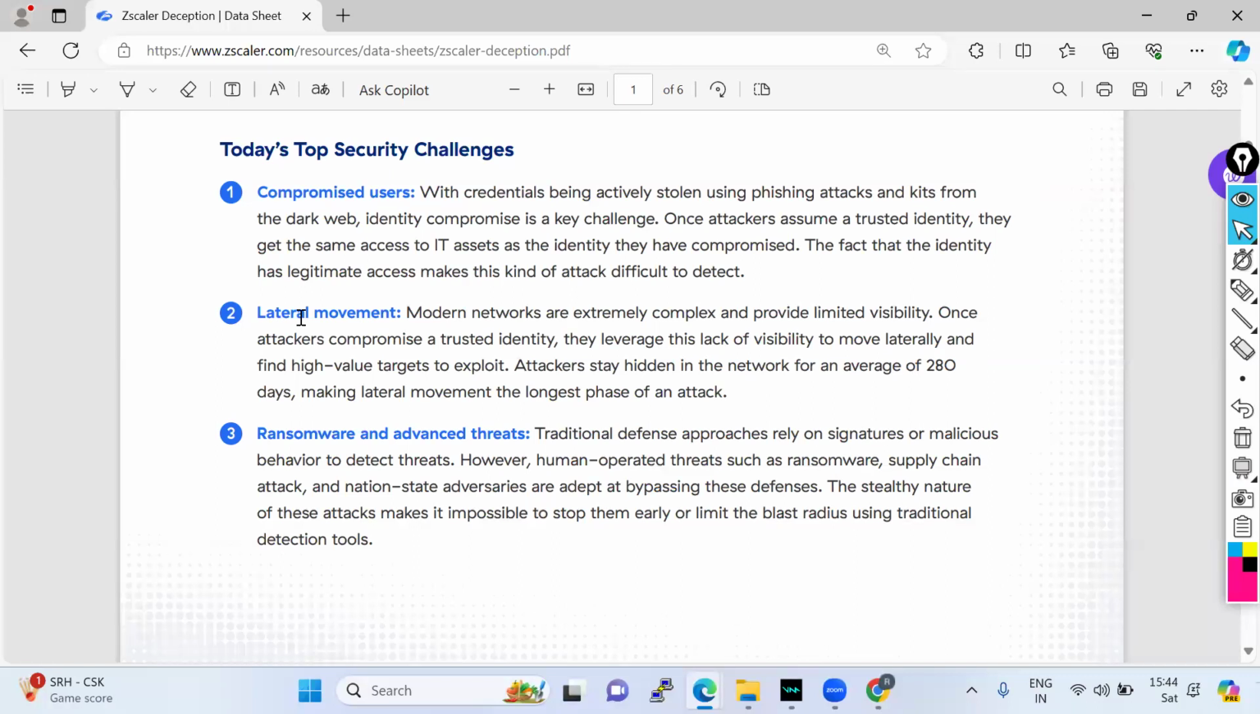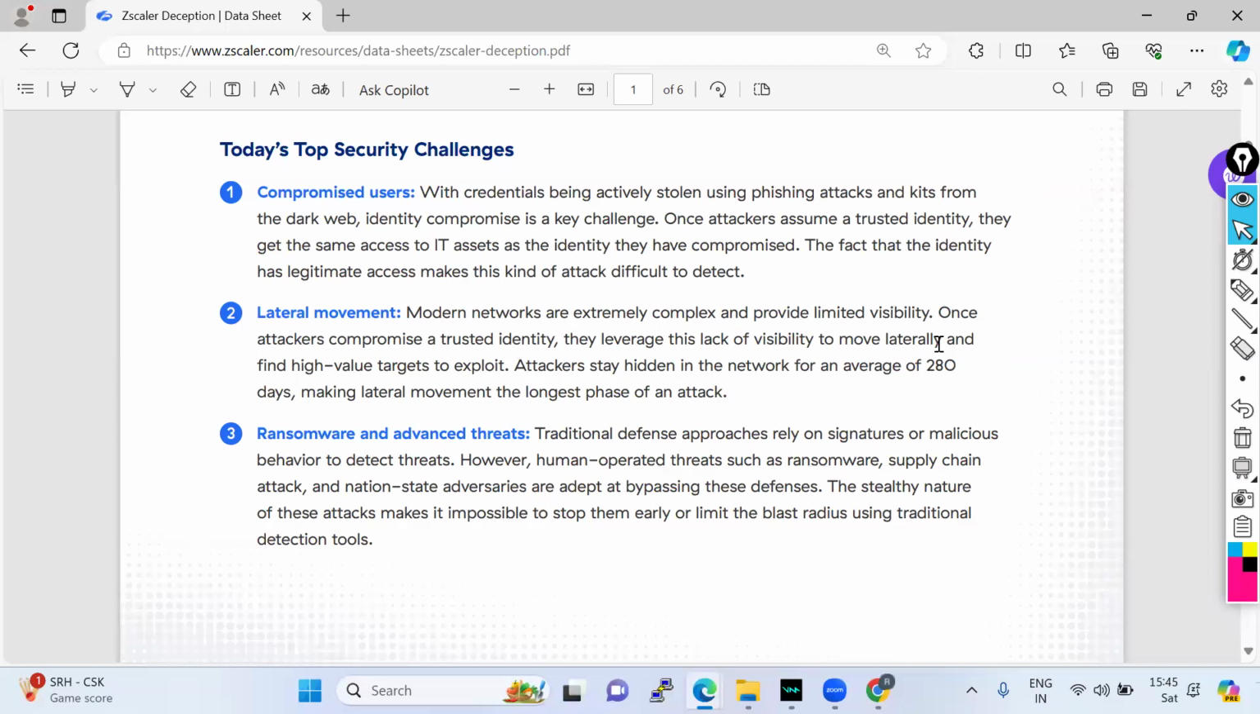The attacker moves from one device to another and damages more of your network. The attacker hides in your network for an average of 280 days. This is from market research. Even once they are in the network, you can think of an average of 280 days staying in your network, and they can do whatever they want. Probably after 280 days you find out what has been done in your network, and your entire network might have been captured in those 280 days if they are inside your network. So this lateral movement is a huge issue.